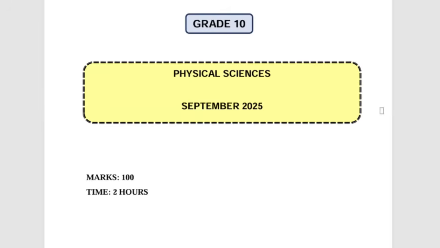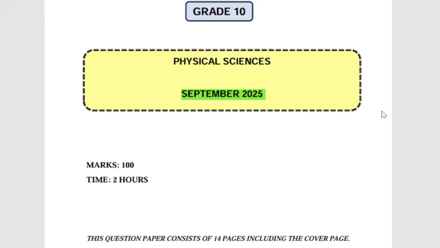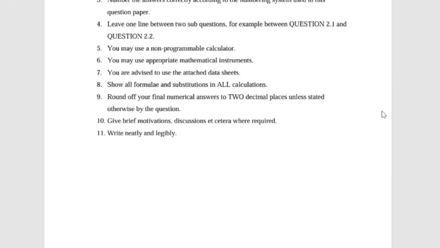Good day, grade 10s. Today we are going to look at the September 2025 paper, which is a preparatory exam, right? Our duration is 2 hours and the marks are 100. Okay, so those are the instructions.